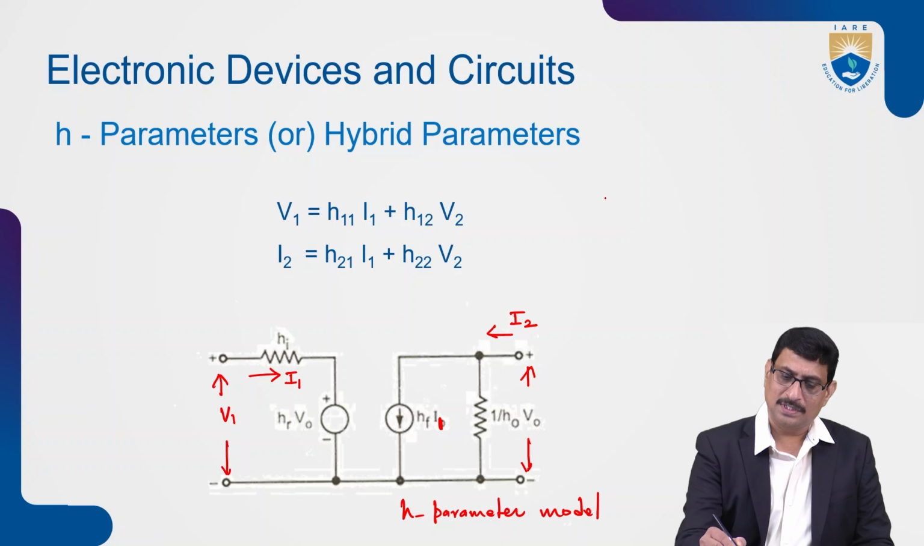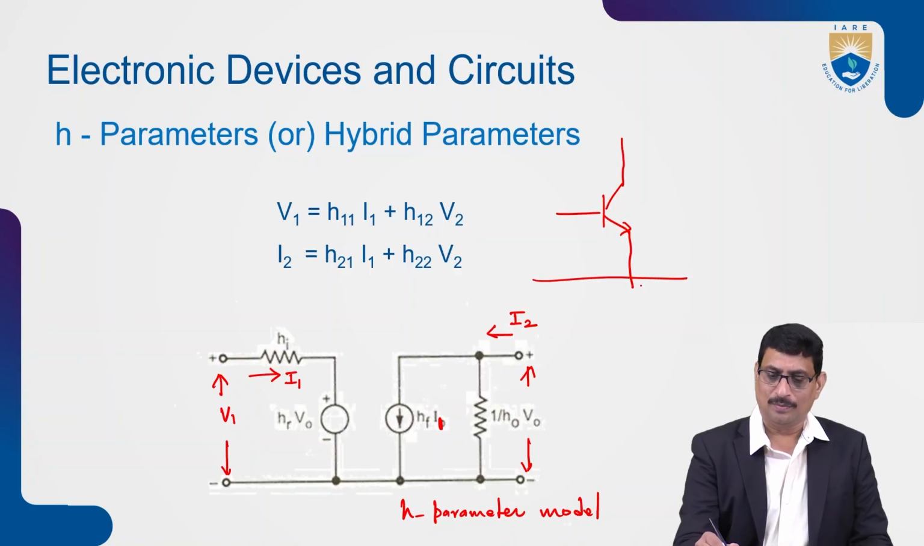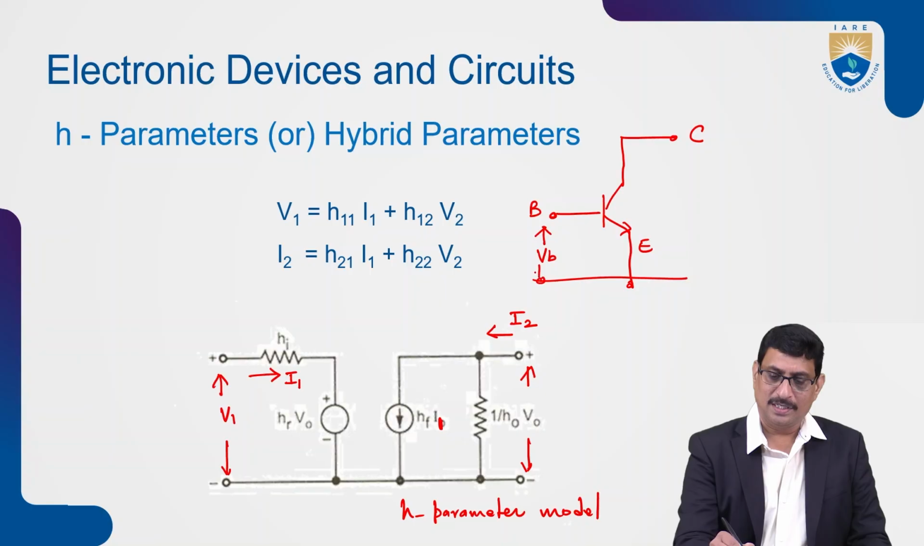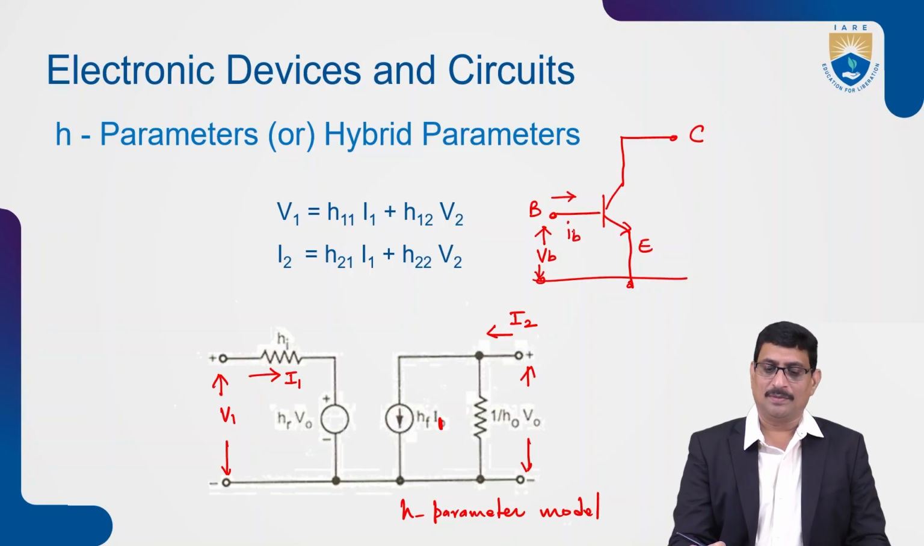Let us suppose I am taking the common emitter configuration. Common emitter means the emitter is common for both input and output. This is the emitter terminal, which is common for both input and output. Base is the input terminal. Collector becomes the output terminal. So if the base is the input, the input voltage becomes VB, and the input current becomes IB.